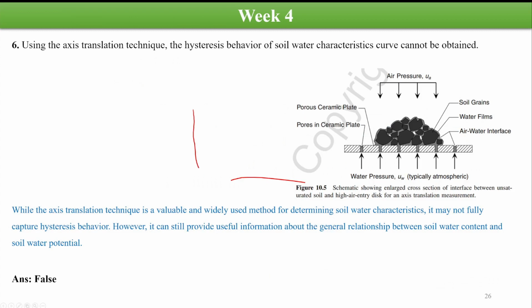Let us look at the sixth question, which says that using the axis translation technique, the hysteresis behavior of the soil water characteristic curve cannot be obtained. This statement is partially correct: axis translation techniques are valuable methods widely used for determining the soil water characteristic curve, and they may not be able to fully capture the hysteresis behavior, but still they can be used to capture somewhat the hysteresis behavior in the soil water characteristic curve. Therefore, this statement is not fully correct.